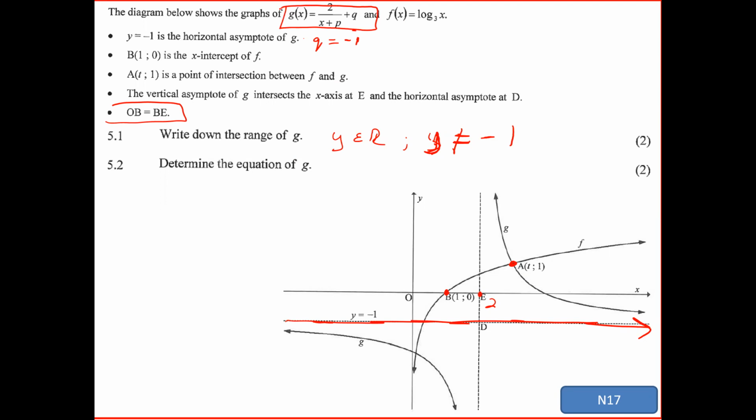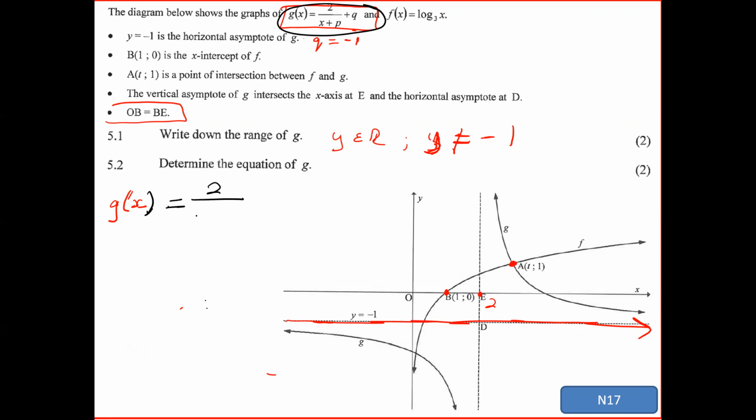The next question is to determine the equation of g of x. All right, there's my g of x, so I'm going to take it from there. Let's change the color, maybe my red ink is running out. So g of x is equal to 2, as you can see on the top, over x plus p. So do we know the vertical asymptote there?